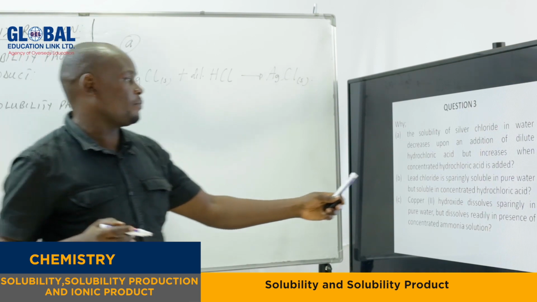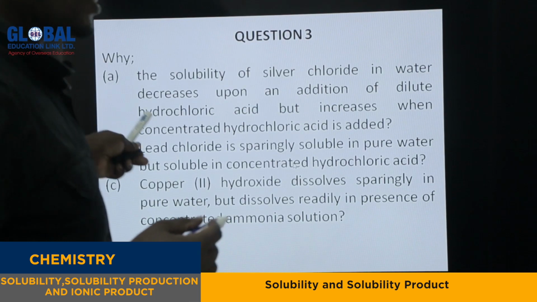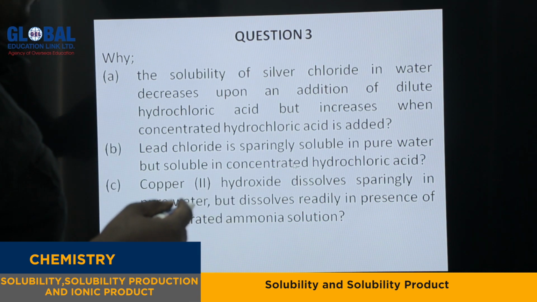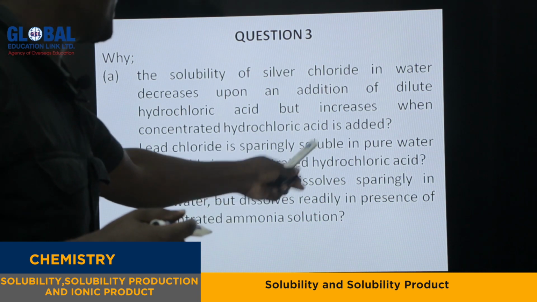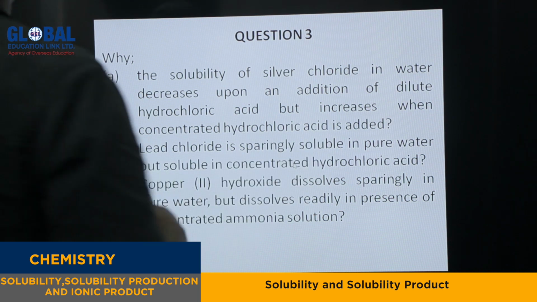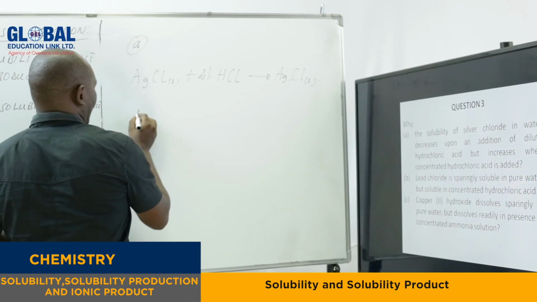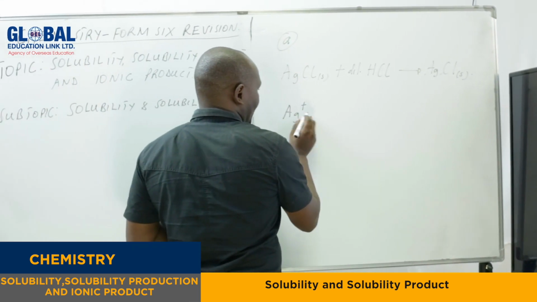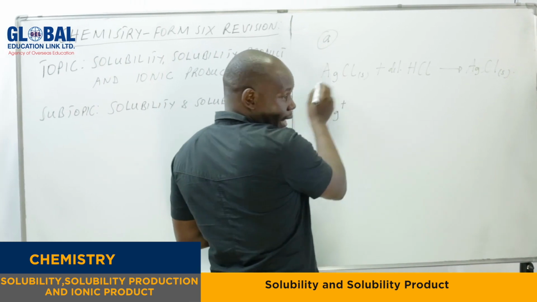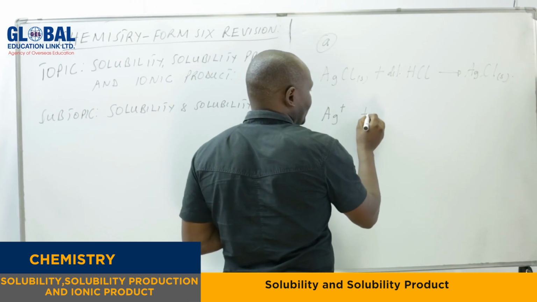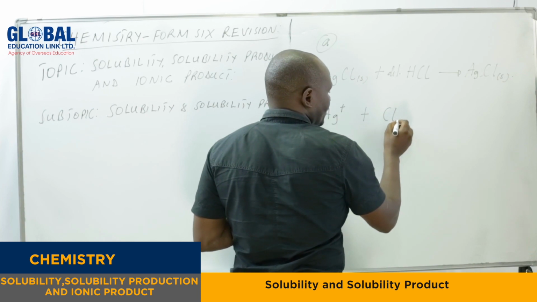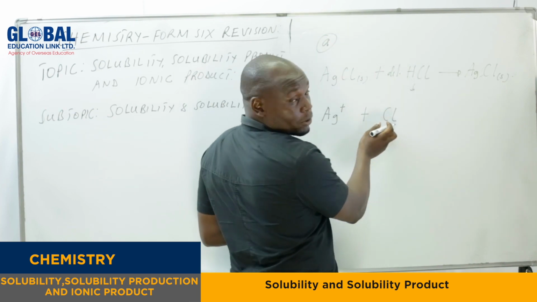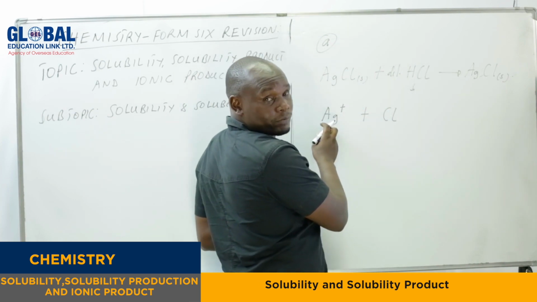That is what is happening: the solubility of silver chloride in water leads to the formation of a precipitate, which is silver chloride. But when concentrated hydrochloric acid is added, here you have silver ions, which are aqueous. If we write it, these are the ions which are present. Now you are adding concentrated hydrochloric acid, which releases chloride ions that will be reacting with the silver ions.